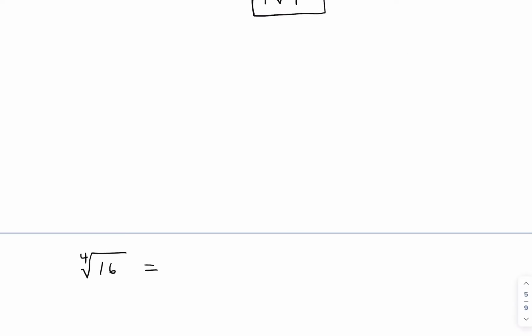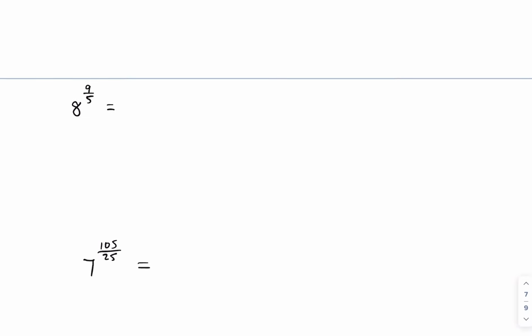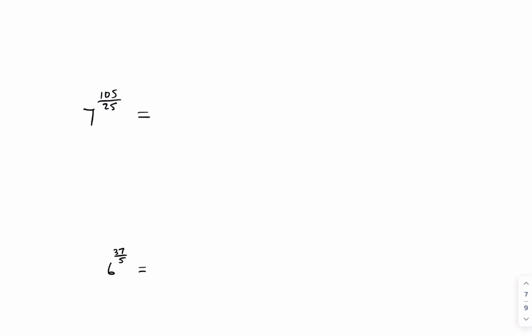Okay, let's take a look at the following example. I'm going to use this as sort of a ridiculous example where we have 7 to the 105 over 25 power. Now, I'm making this ridiculous because I want you to recognize that we're not going to write 7 times 7 105 times. So let's go ahead and convert this to a radical number. This is going to be the 25th root of 7 to the 105 power.